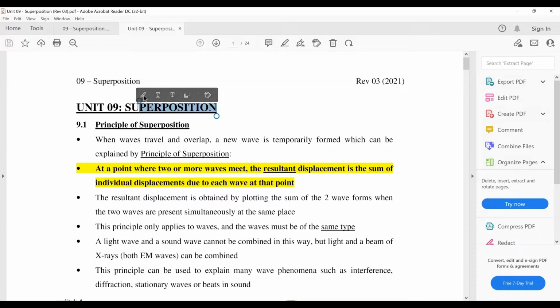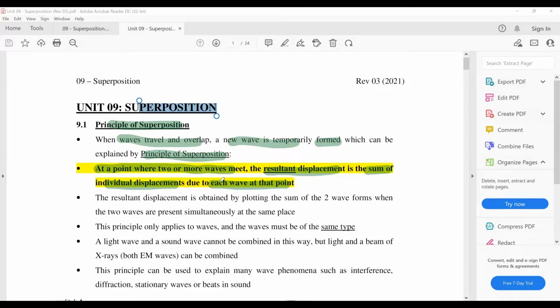All right. So to start it off, what is principle of superposition? Okay. When we have waves that travel and overlap, a new wave is temporarily formed, which can be explained by principle of superposition, which states that at a point where two or more waves meet, the resultant displacement is the sum of individual displacement due to each wave at that point. So if you have one wave, wave A, and one wave, wave B, they meet together at one point, they will form a new wave, C.